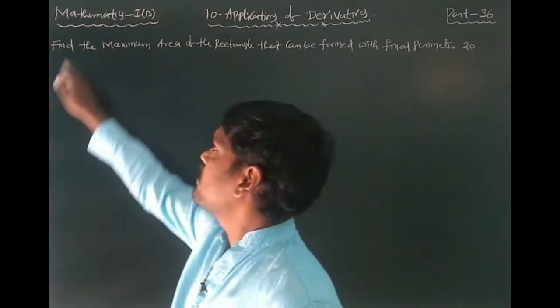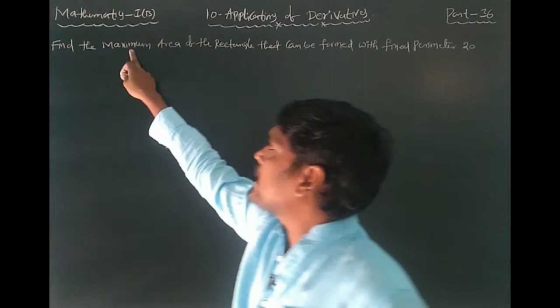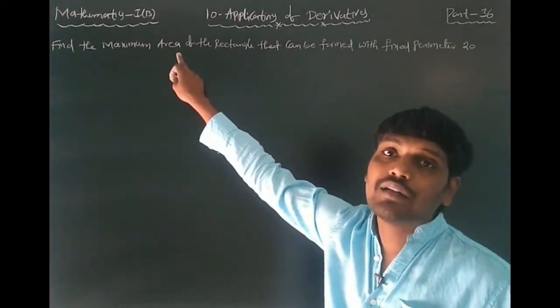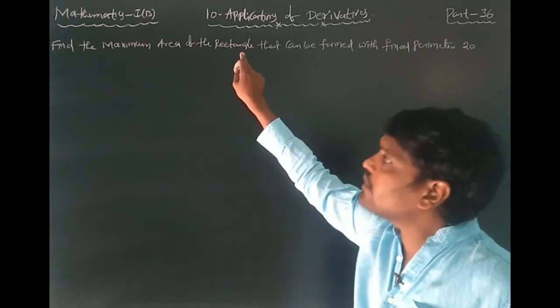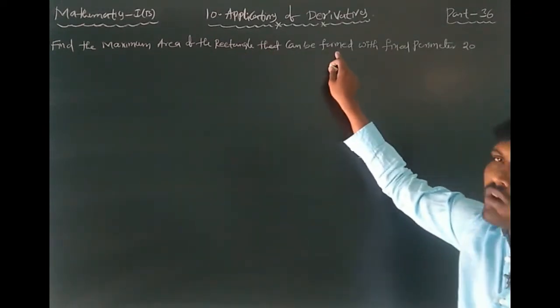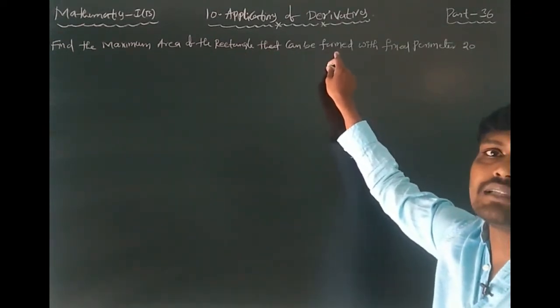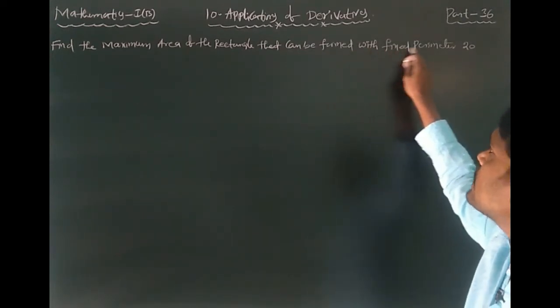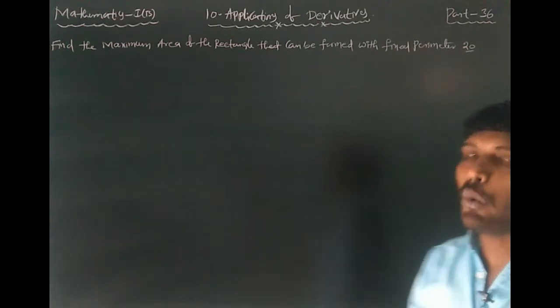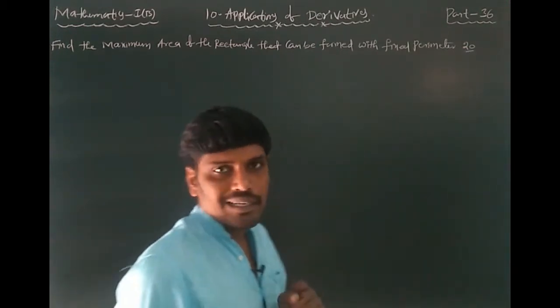What is the problem? Find the maximum area of the rectangle that can be formed with the fixed perimeter 20. Here the fixed perimeter is given.